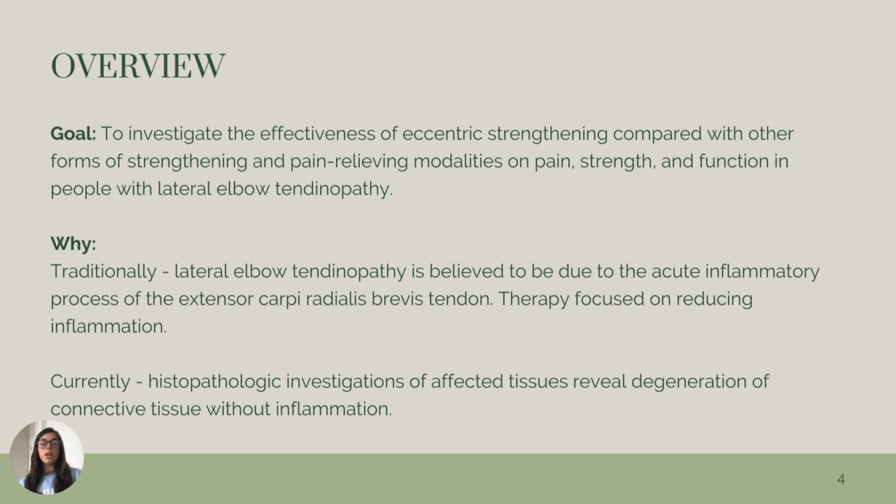So just a brief overview, the goal was to investigate the effectiveness of eccentric strengthening compared with other forms of strengthening and pain relieving modalities on pain, strength, and function in people with lateral elbow tendinopathy. And the reason why they wanted to do this was because traditionally, lateral elbow tendinopathy was believed to be due to acute inflammatory process of the extensor carpi radialis brevis tendon. And so therapy reasonably focused on reducing inflammation, because if you want to fix something, you got to know why it's caused and what it does.